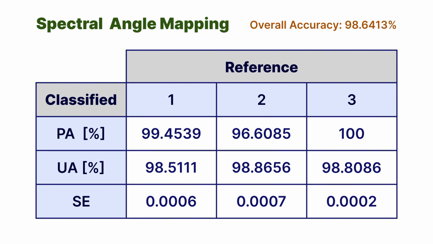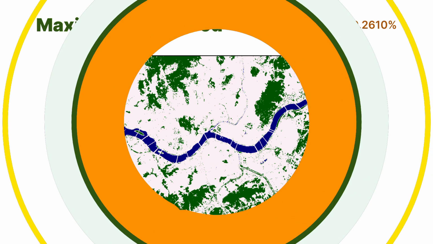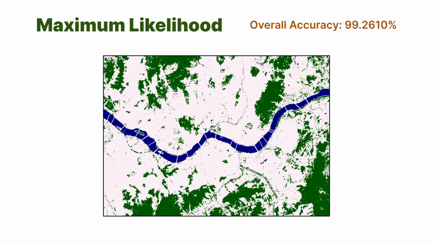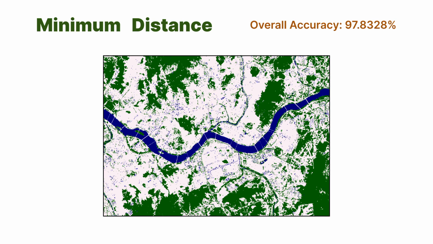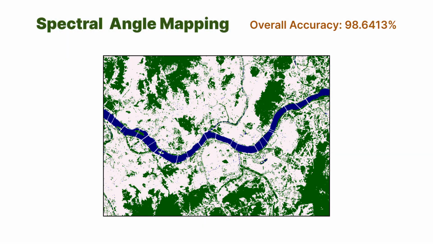Overall, the spectral angle classification provides a solid and reliable option for land cover mapping, demonstrating high accuracy across all classes and a good balance between the strengths of the maximum likelihood and minimum distance methods. In conclusion, all three classification methods demonstrate high accuracy for mapping land cover in Seoul. The maximum likelihood method boasts the highest overall accuracy, while minimum distance excels in classifying Class 3, and spectral angle shows a good balance between the two.